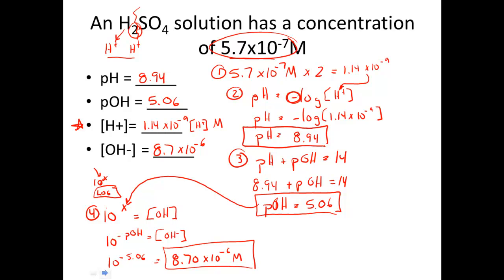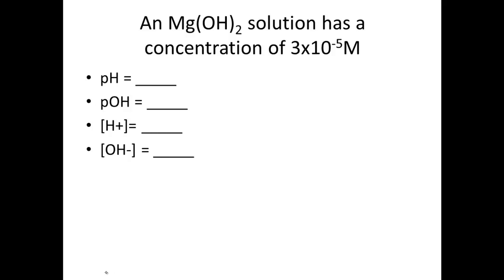Alright, dudes, that was what happens for an acid, but I have a magnesium hydroxide, it really should be a magnesium hydroxide solution, has a concentration of 3 times 10 to the negative 5th molar. Now, in this case, when this dissociates, I do not produce any H pluses. So I want you to see that right off the bat. When this dissociates, I'm going to produce OH minus ions, specifically 2 of them.